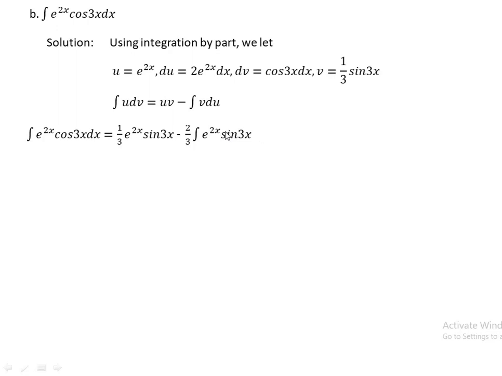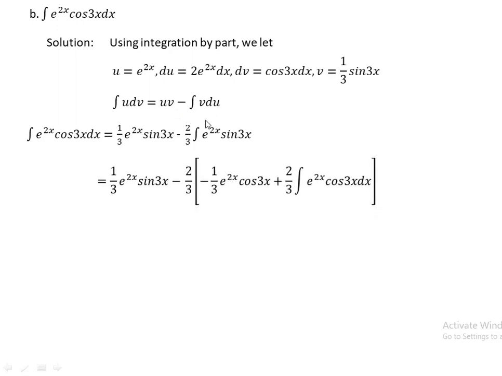But this can be solved using what? Integration by parts. And we let u be e raised to 2x. If u is e raised to 2x, our du becomes 2 times e raised to 2x dx. And dv becomes sine 3x dx. If dv is sine 3x dx, our v becomes minus cos 3x over 3. And by applying integration by parts, or by using this formula, the integral of u dv is equal to u times v minus the integral of v du.